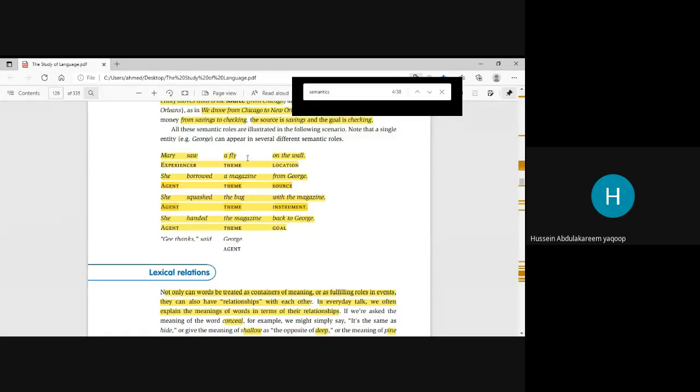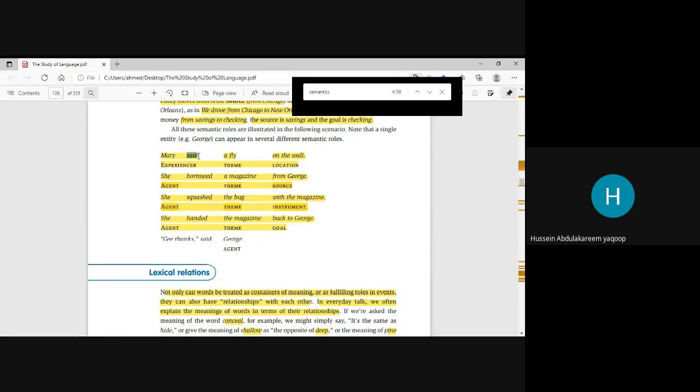Now you see here, this is the table, and your answer might be in this way. Mary saw a fly on the wall. Now Mary is not the agent here, be careful. Why is she not the agent? Because here we have a verb of the senses, which is seeing.